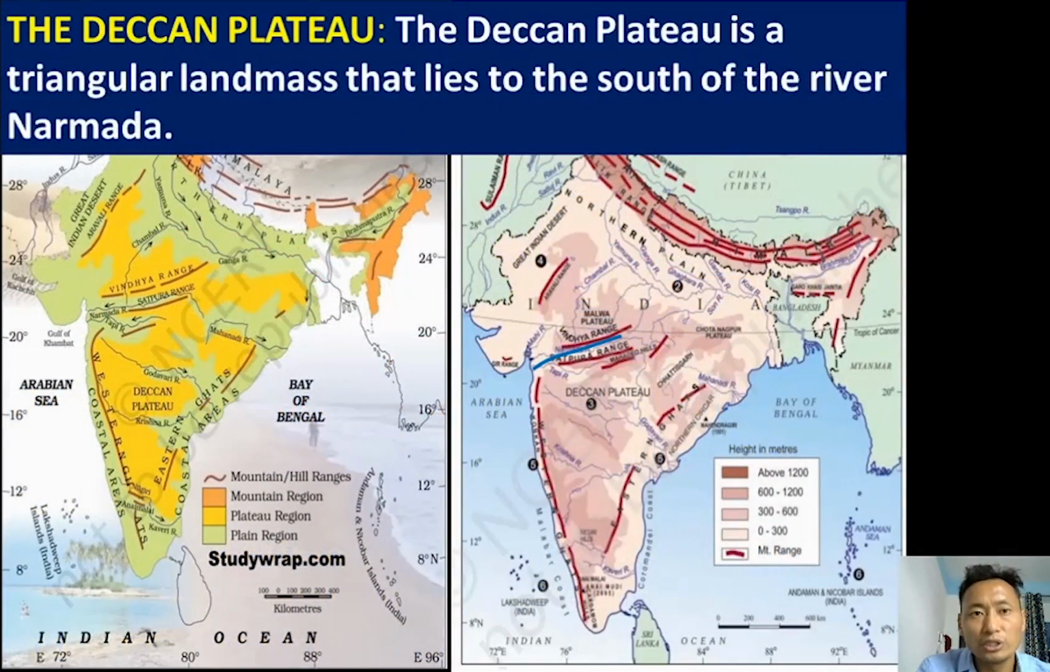Next, we are going to learn about the Deccan Plateau. Deccan Plateau is a triangular landmass that lies towards the south of Narmada River. So this is the location of Deccan Plateau. It is located south of Narmada River. So here we have Narmada River, and towards the south of it lies the Deccan Plateau.